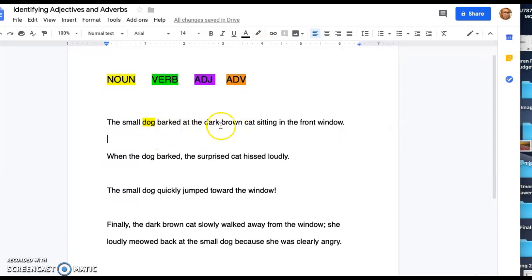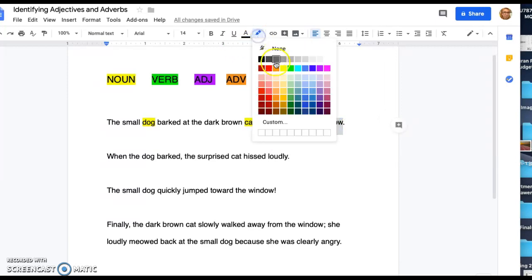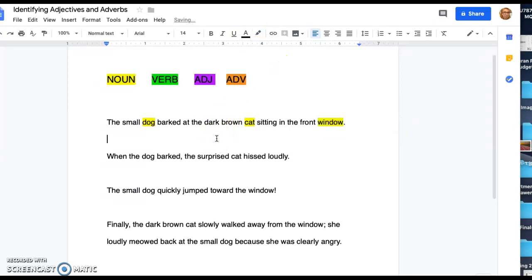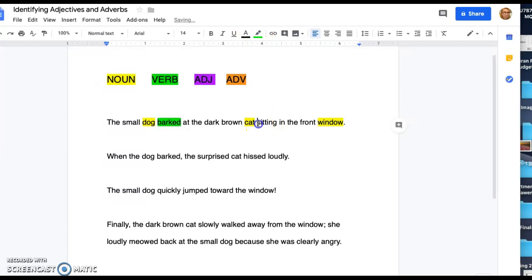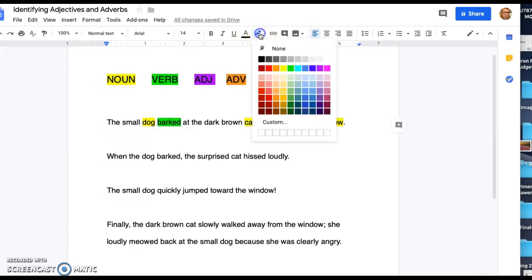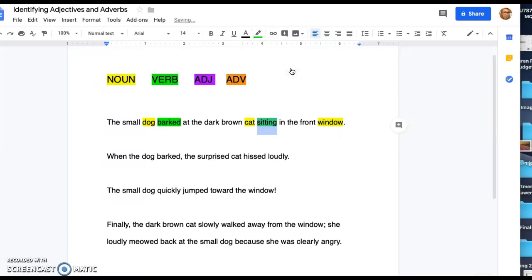The small dog barked at the dark brown cat. That is another noun. Sitting in the front window. This is another noun. Now, I try to identify my verbs. Those are actions or states of being. The small dog barked at the dark brown cat sitting in the front window. Barked is an action that the dog is taking, and sitting is an action that the cat is doing.